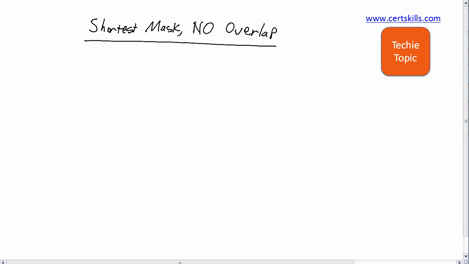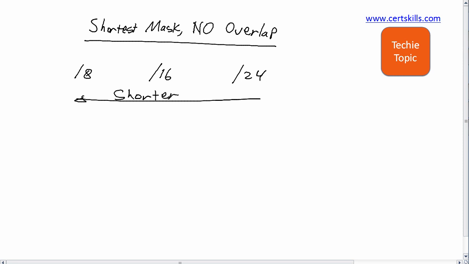If you've got a subnet mask and you list it in prefix format, like this /8, /16, /24 mask that you see there, if you go right to left in this drawing, that's shorter. 16 is shorter than 24, 8 is shorter than 16, of course. Now, when you do that, that also in that same direction means the subnets are bigger. In other words, a mask of /8 gives you a larger subnet than a mask of /16.